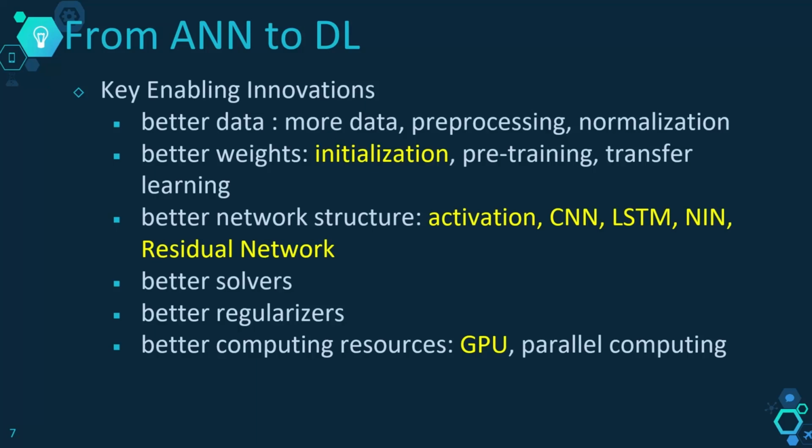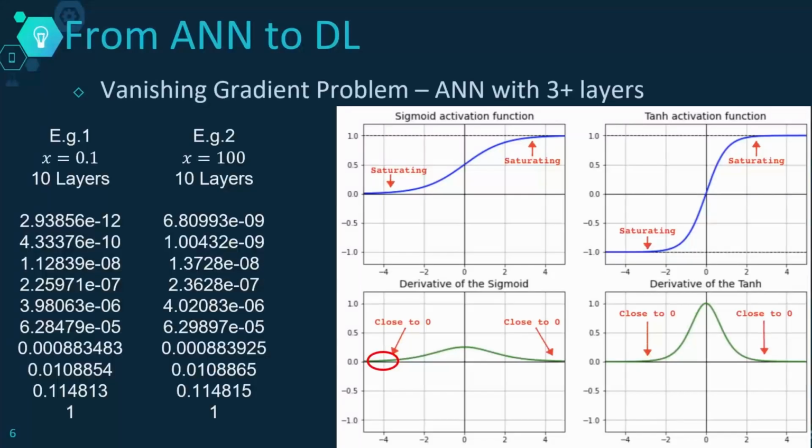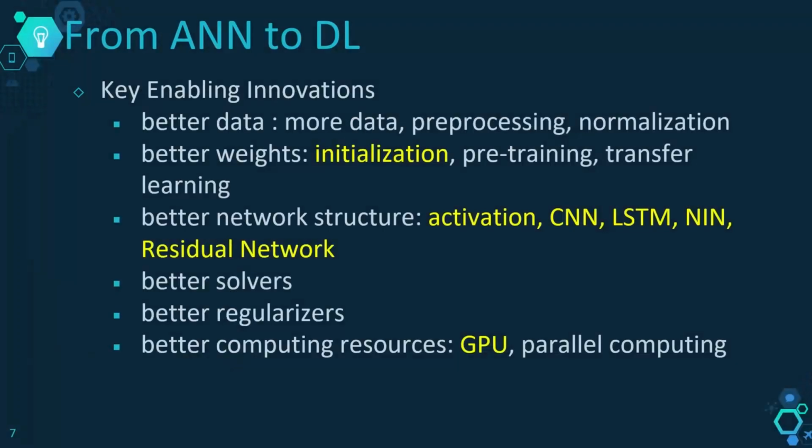Next is better network structure. For example, one key thing is activation, as I showed on the previous slide for the vanishing gradient problem. You can see that the classic sigmoid and hyperbolic tangent activation functions caused issues. One major issue is that as you go to the two ends of these functions, the gradient is really small. So we need better activation functions.